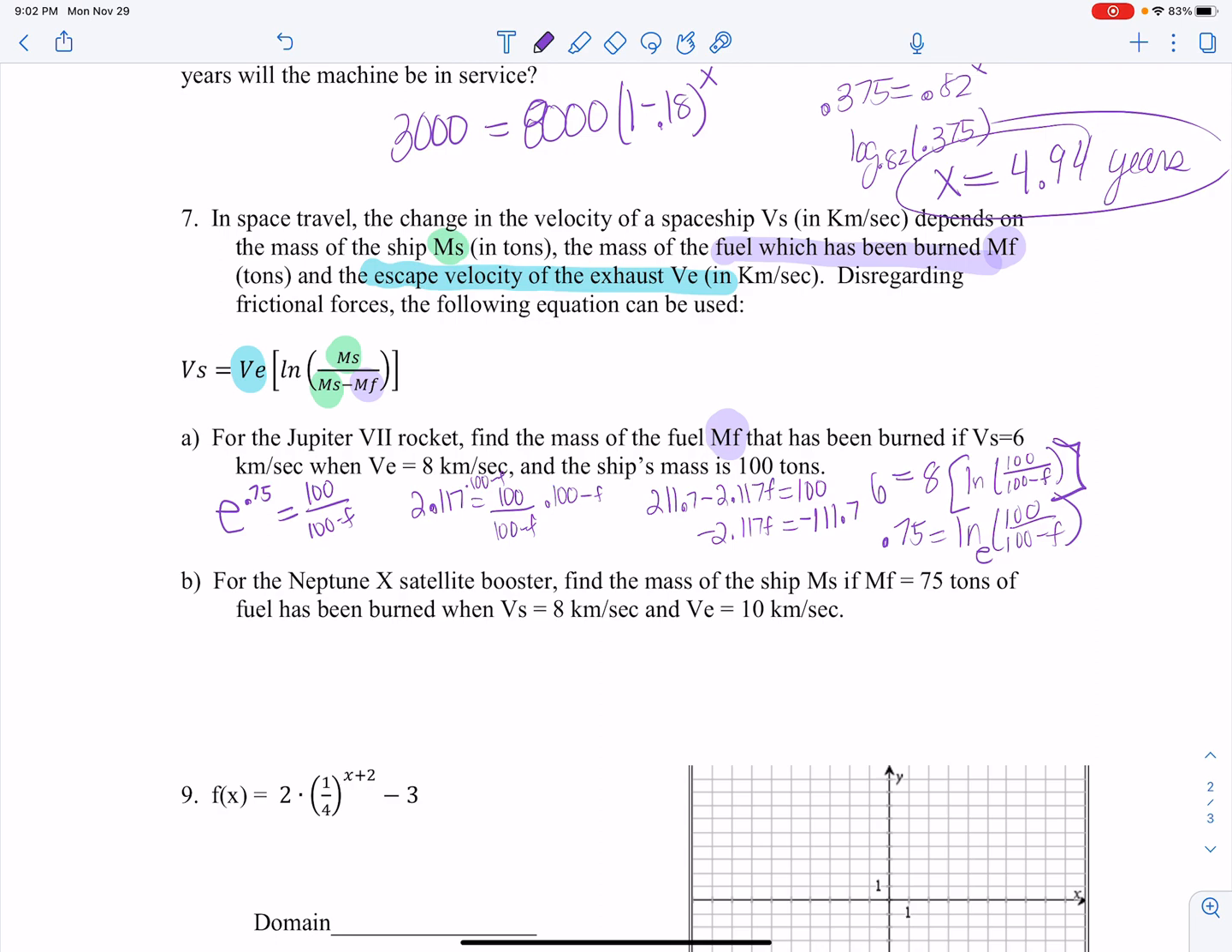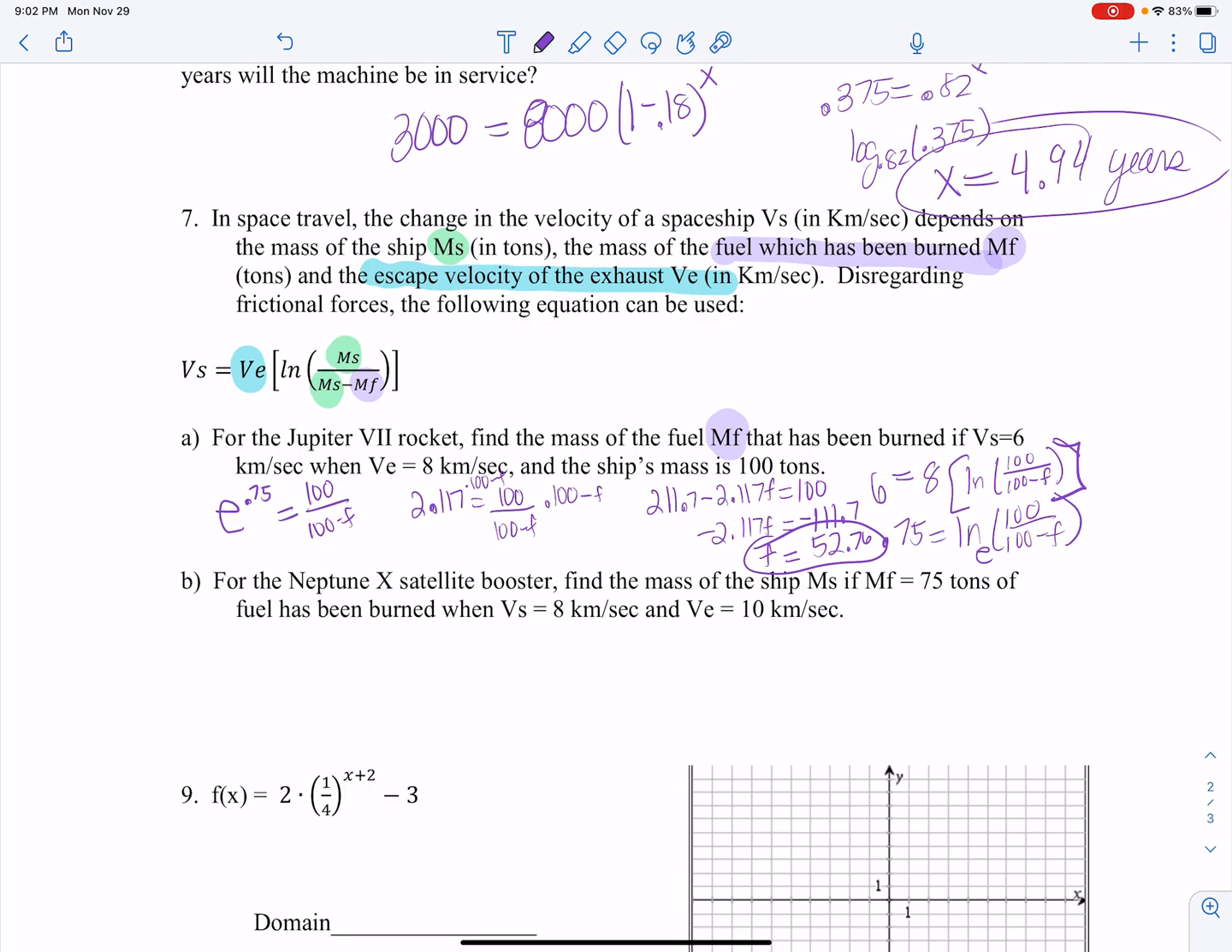111.7 divided by 2.117. And so my answer for the fuel is 52.76. Okay. Now the next one says for X, find the mass of the ship.